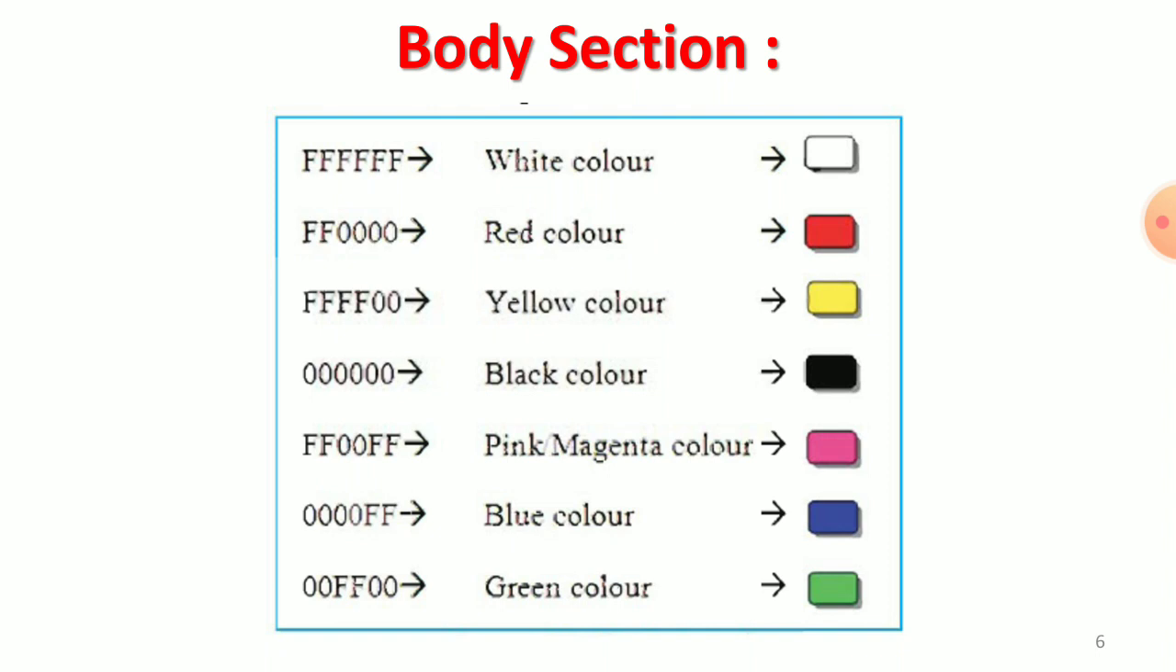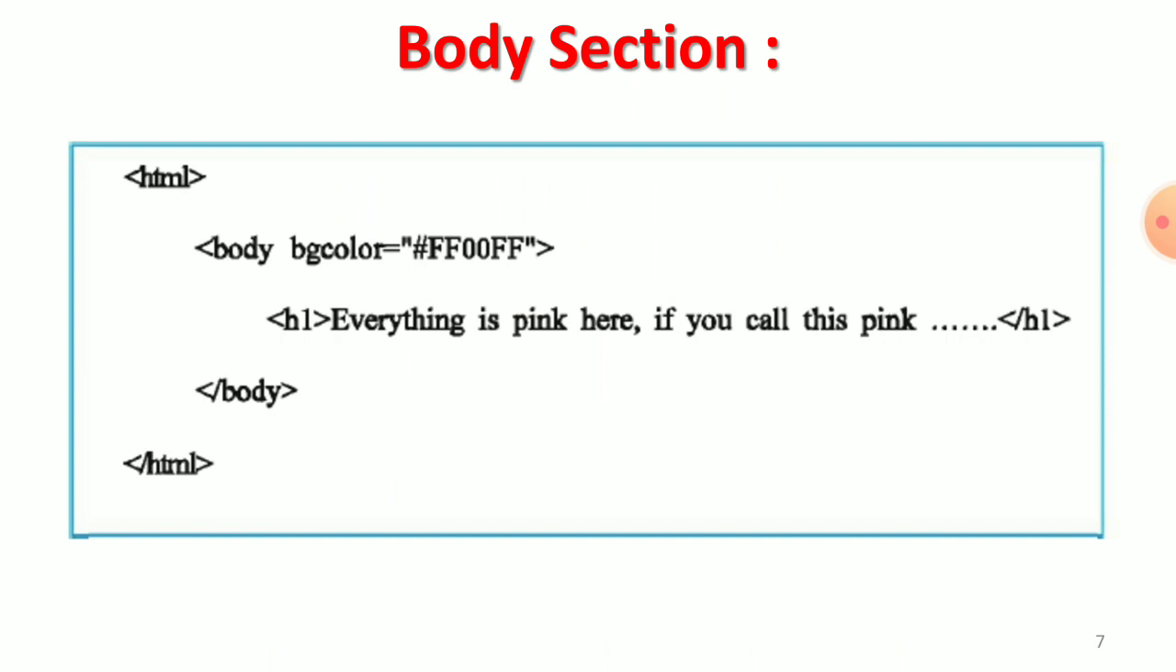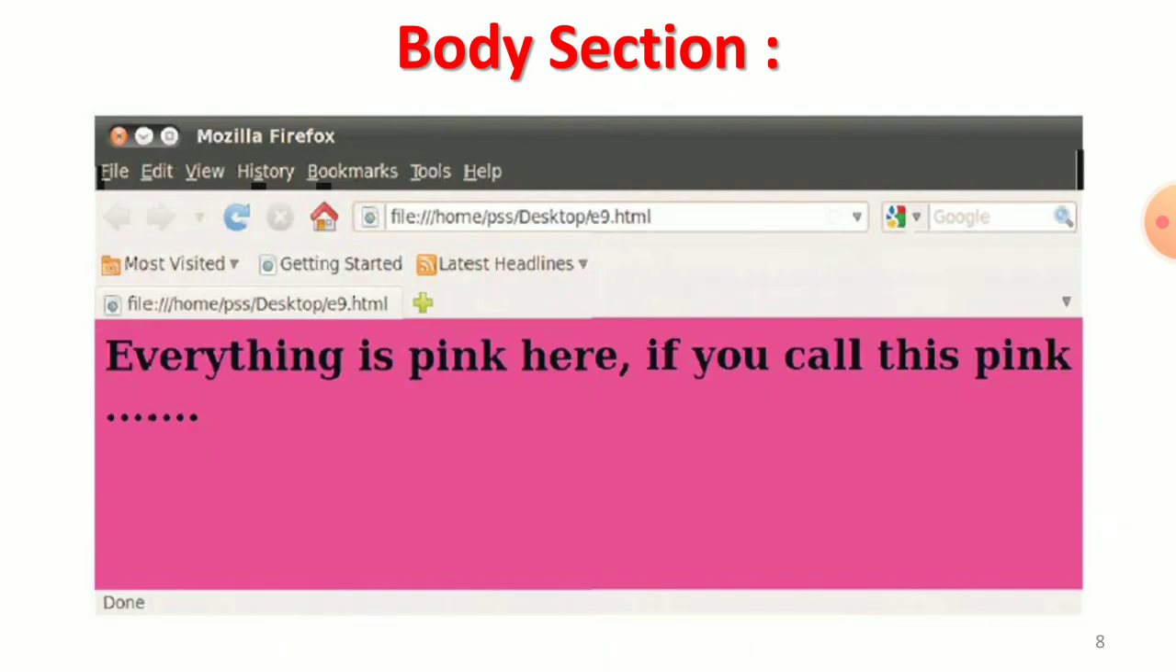And then next example of body bgcolor. We have also applied a background color. Body bgcolor was assigned 2 times f, 2 times 0 and 2 times f. That means pink color. And that is the output of body bgcolor. Body bgcolor is a pink color.